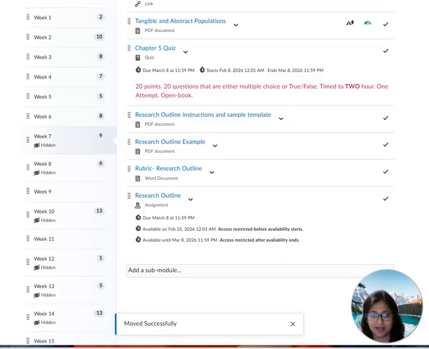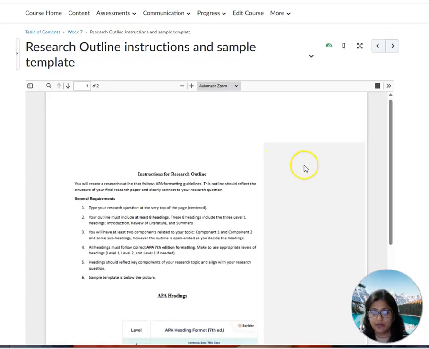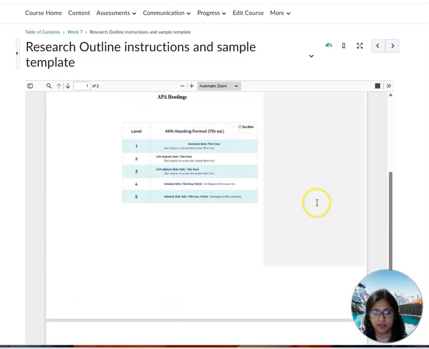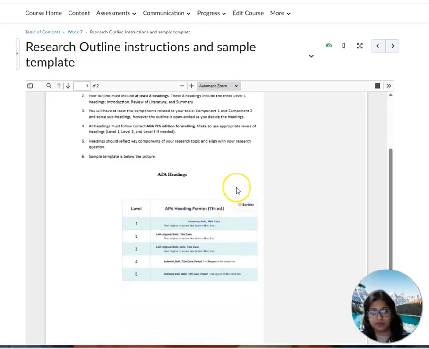So let's look at this in a little bit more detail. When I open up the instructions, let's give it a second. You have to download it so that you can see the comments, but I also put a PDF so you can see it. So here are your instructions. You must have 8 headings. Those 8 headings include the 3 level 1 headings: the introduction, the review of literature, and the summary. An introduction heading is not needed, so even if you don't include it, that's totally okay, but those are the 3 level 1 headings. I also put a picture over there.